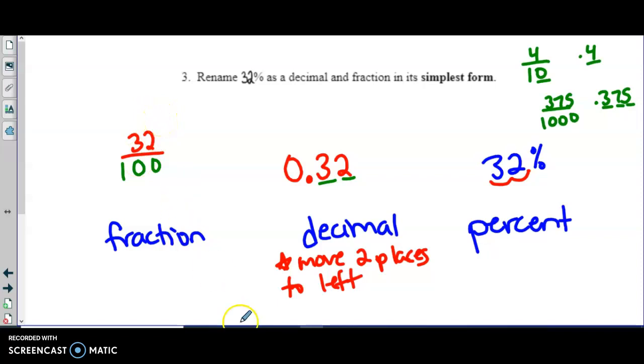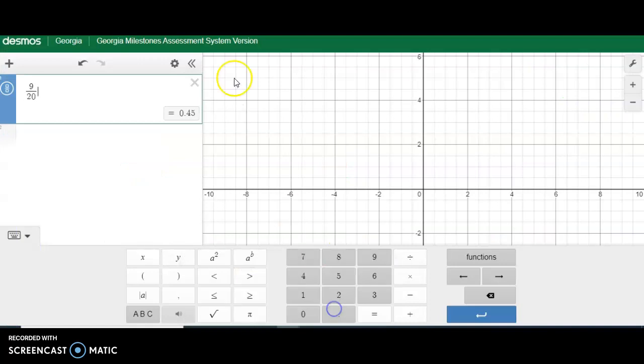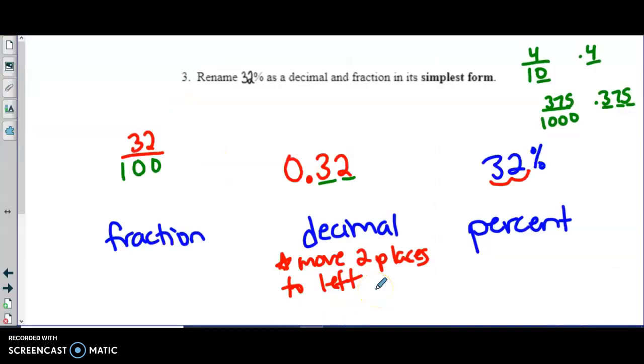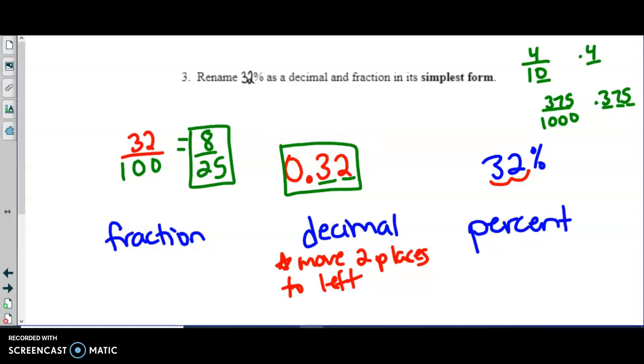You have to divide the top and bottom by the same number to reduce it, but for some of us, figuring out that number is really hard. So you can just go to Desmos and type in 32 divided by 100, and it gives your answer as a decimal, which we know is 0.32, but we want it as a reduced fraction. So we're going to go over here and hit that fraction button, and that reduces it for you. So the most reduced fraction is 8 over 25. So this is your simplified fraction, and this is your decimal.